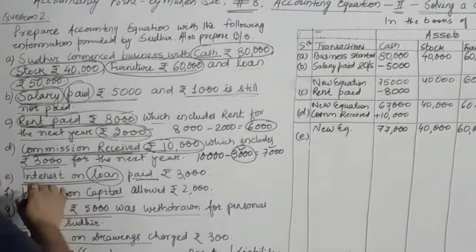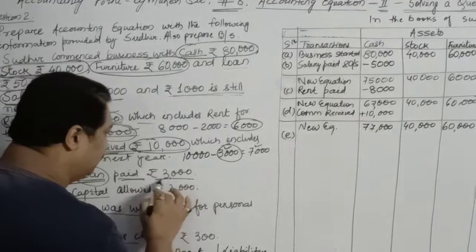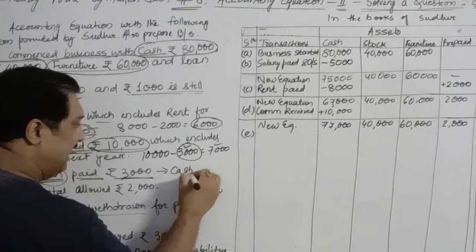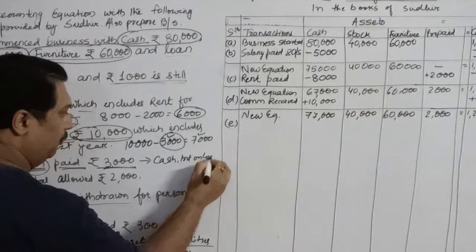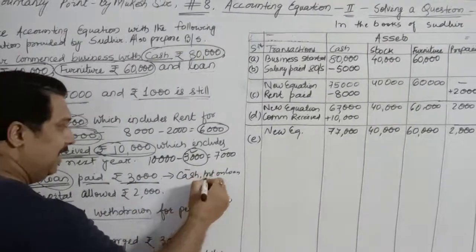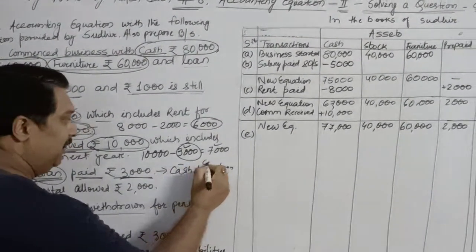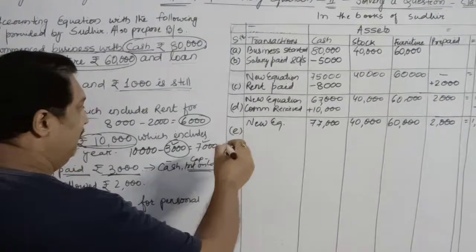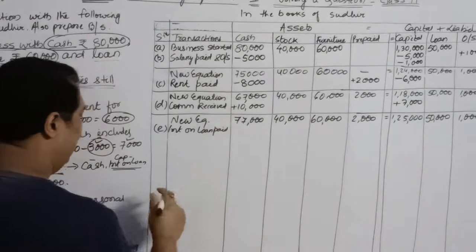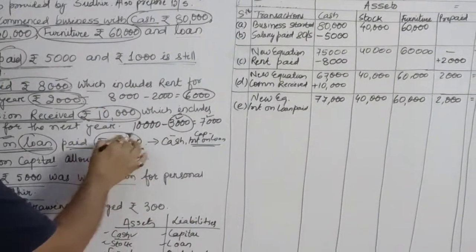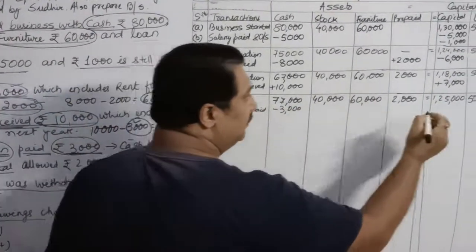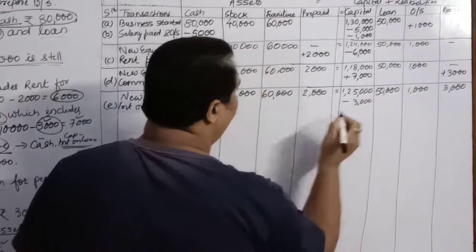What is that? We are paying interest on loan rupees 3,000. Children, interest on loan, what are the aspects? One is cash, the other one is interest on loan. Now since we are paying, so my cash will reduce and interest on loan is an expense. So it will reduce my capital. So I will write interest on loan paid. How much have I paid? 3,000. So this will decrease my cash, and since it is an expense, so it will reduce my capital too.